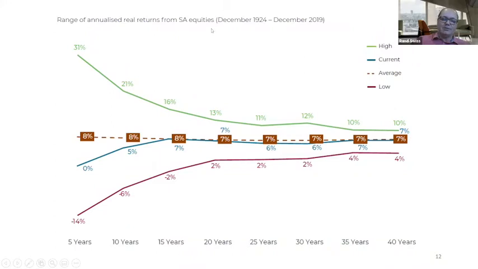And this is SA equities, obviously one of the most volatile asset classes that you can get involved in. From a local perspective, understand the holding period return impact on how we decide on your asset allocation in the end.